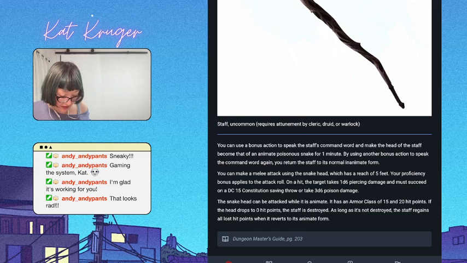You can make a melee attack using the snake head, which has a reach of 5 feet. Your proficiency bonus applies to the attack roll. On a hit, the target takes 1d6 piercing damage and must succeed on a DC 15 Constitution saving throw or take 3d6 poison damage. The snake head can be attacked while it is animate. It has an armor class of 15 and 20 hit points. If the head drops to 0 hit points, the staff is destroyed. As long as it's not destroyed, the staff regains all lost hit points when it reverts to its inanimate form.